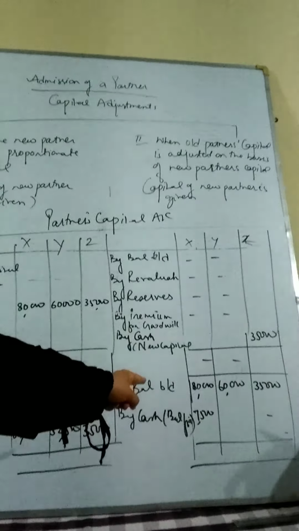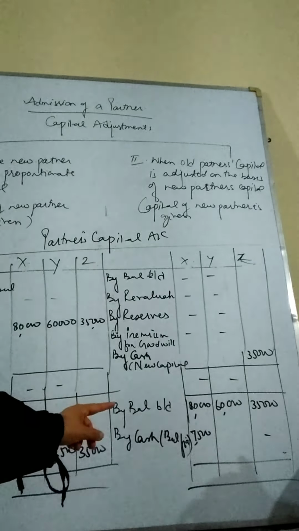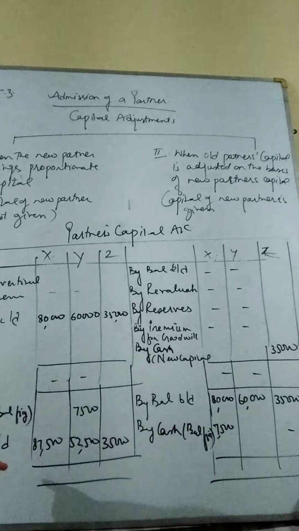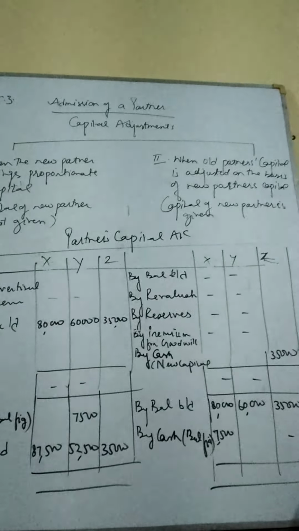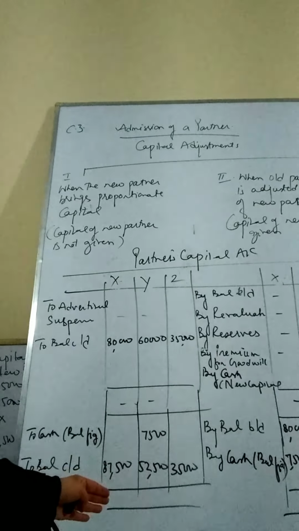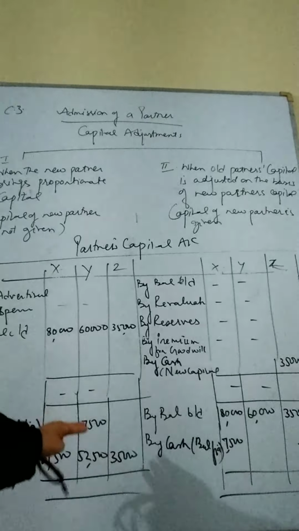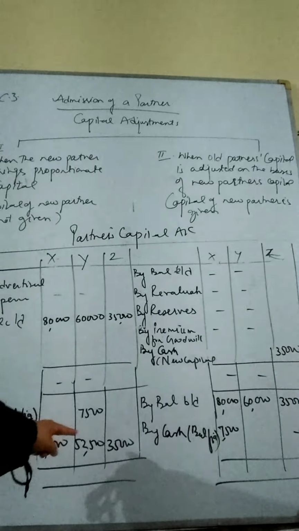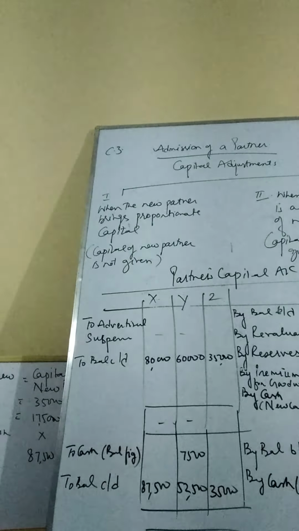Only Y and X have been changed. As X's capital was supposed to be more but he was having less, so he has to bring cash. As Y's capital is supposed to be less but he already had more, then we have to pay him the cash, that is 7,500 to cash. So this is how the second capital adjustment will be done.